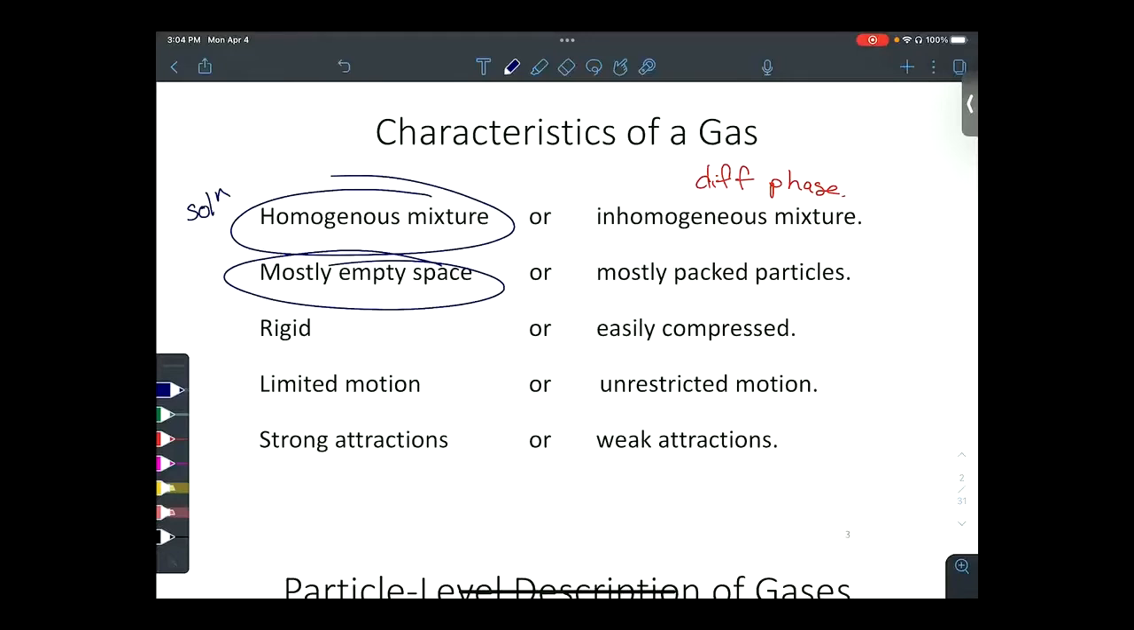Rigid or easily compressed? Easily compressed, great. Limited motion or unrestricted motion?